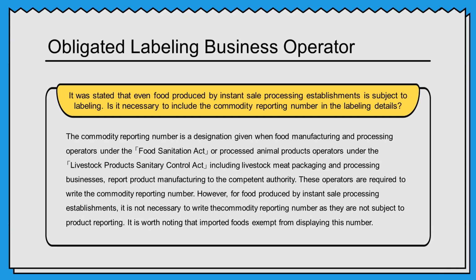Food items produced by instant sale processing establishments are not subject to commodity reporting, so they do not need to write commodity reporting numbers in the label. Note that this also applies to imported food products and cases where imported food products are repackaged by dividing bulk items. However, in the case of domestically manufactured and processed food products that have been reported with item details, if they are repackaged by dividing bulk items, the original commodity reporting number from the original product must be written.